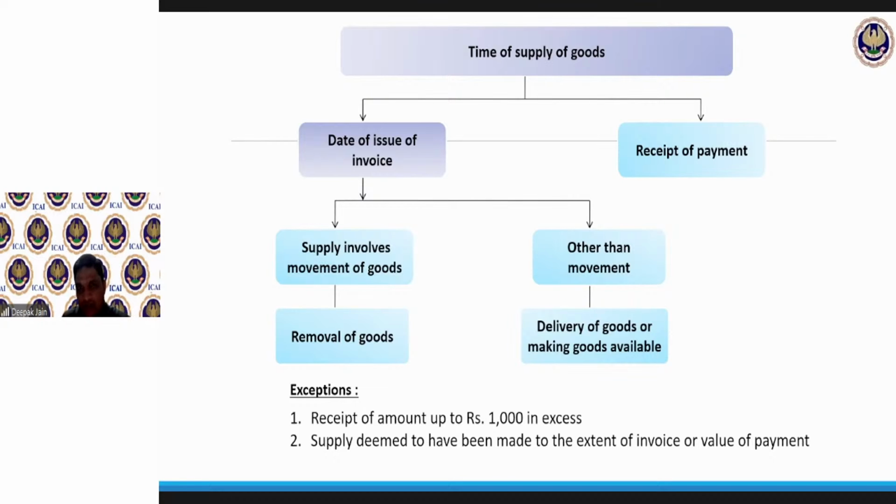Notification should be right. Important notifications like for exemptions, we have notification number 12. That is important here. For goods, notification number 66 of 2017. You have to write it because when you are deciding the time of supply and saying that for goods, time of supply is the actual issue of invoice, notification number 66 of 2017 has to be mentioned.